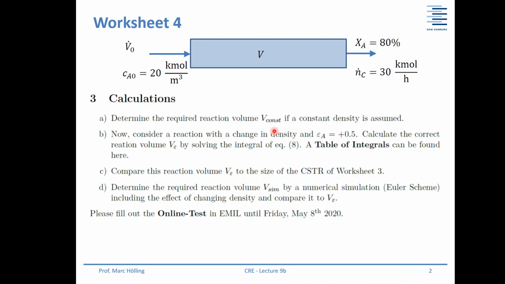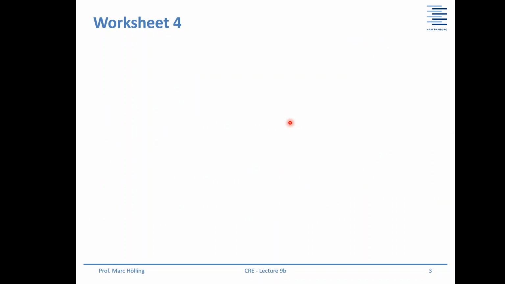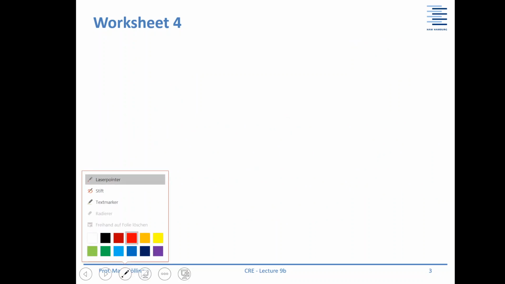And we started with a simple one. So we said, okay, we want to have a reaction with a constant density. This is basically a repetition of what we did in chemical reaction engineering in the bachelor's course. So hopefully that was an easy one, and let's have a look at how we can solve this.